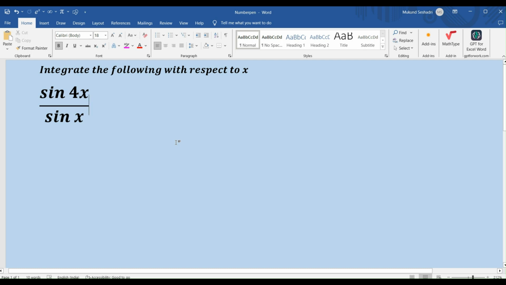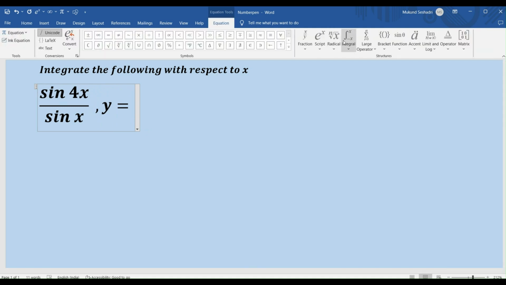So there we have the problem on our screen. Integrate the following with respect to x. We have sine 4x divided by sine x, right? So what we've been given is dy by dx and we've been asked to find what is our y. So let me write down my y using the integral symbol. Means my y is integral of the given expression, right?